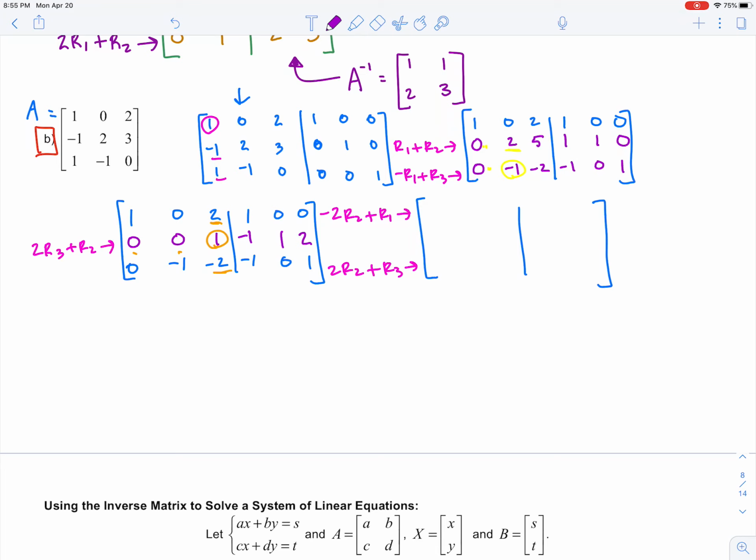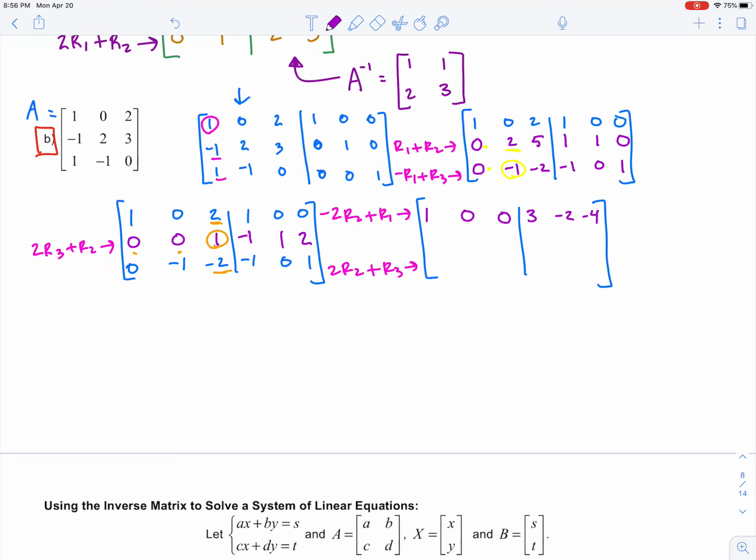Okay, so what are we getting? Negative 2 times row 2 plus row 1. So that's going to be 1, 0, 0. Negative 2 times negative 1 is 2 plus 1 is 3. Negative 2 times 1 is negative 2 plus 0 is negative 2. Negative 2 times 2 is negative 4 plus 0 is negative 4.